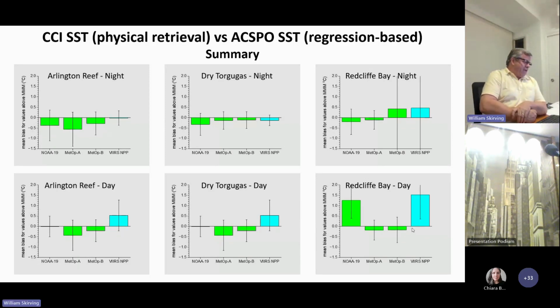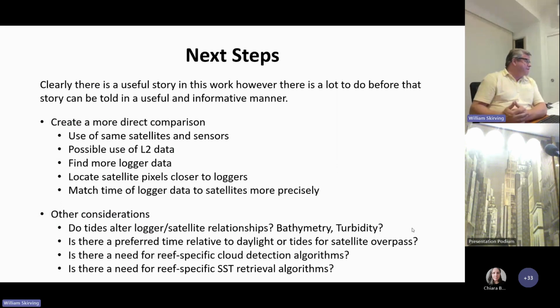However, during the day, and if you recall, we want to chase daytime data. It looks like we might be tempted to lean towards using something like CCI, although it's still early days in this analysis. It certainly looks like Axpo has a tendency to overestimate the SSTs during the day, but is really good at night, so I'm quite happy with that. So next steps, basically, we've convinced ourselves, I think, that we should chase this story because there's definitely something in it.